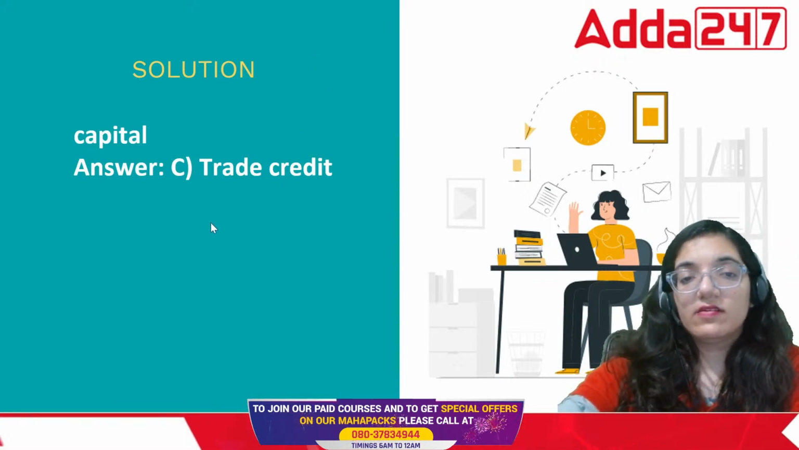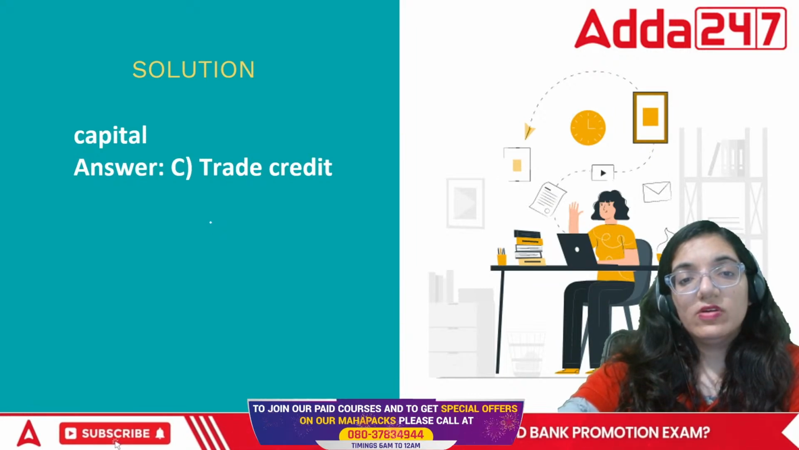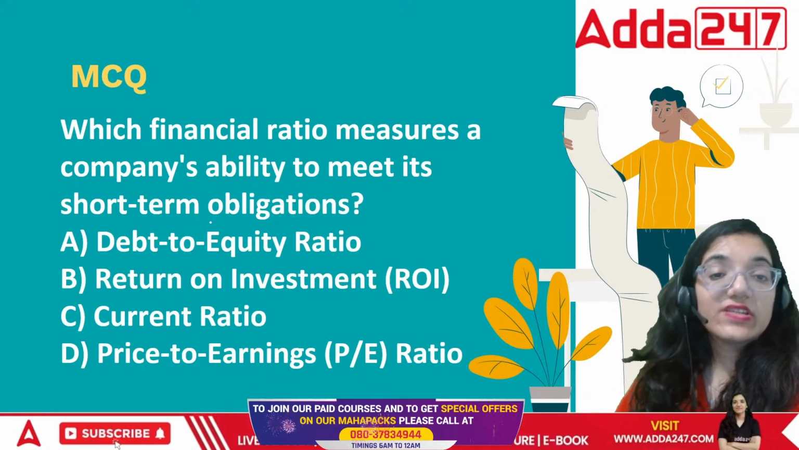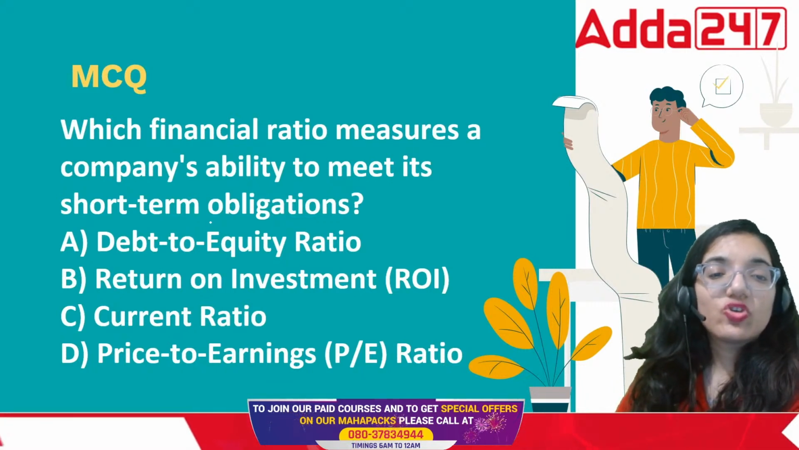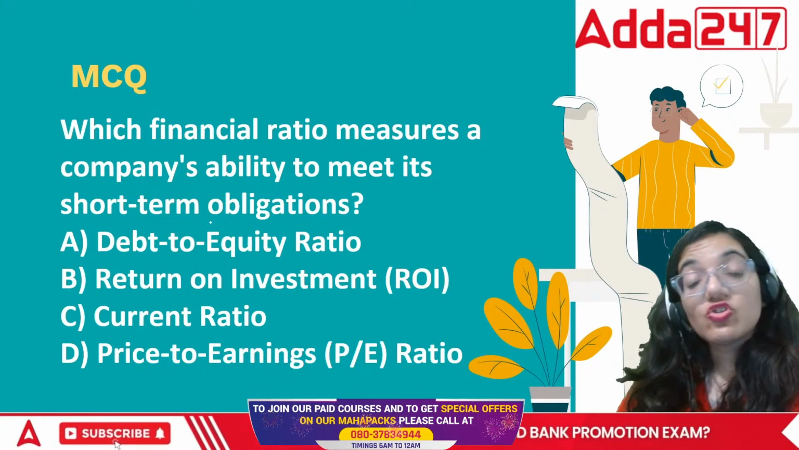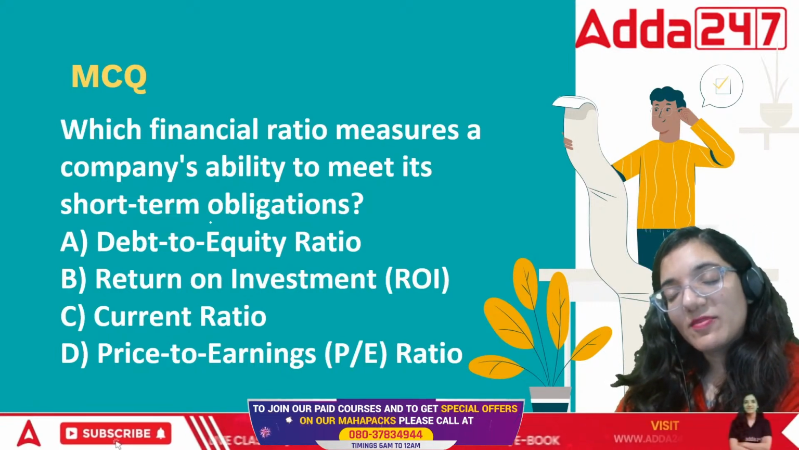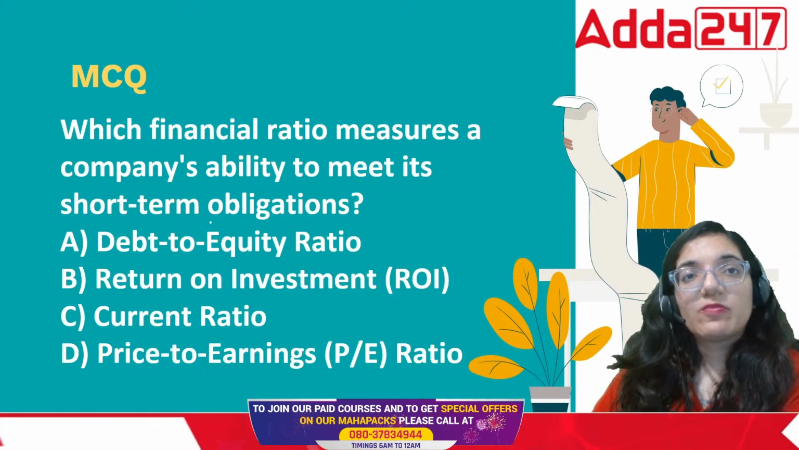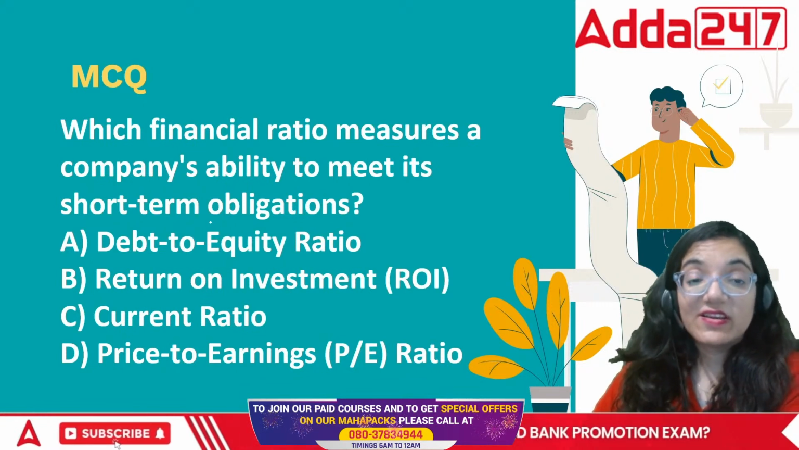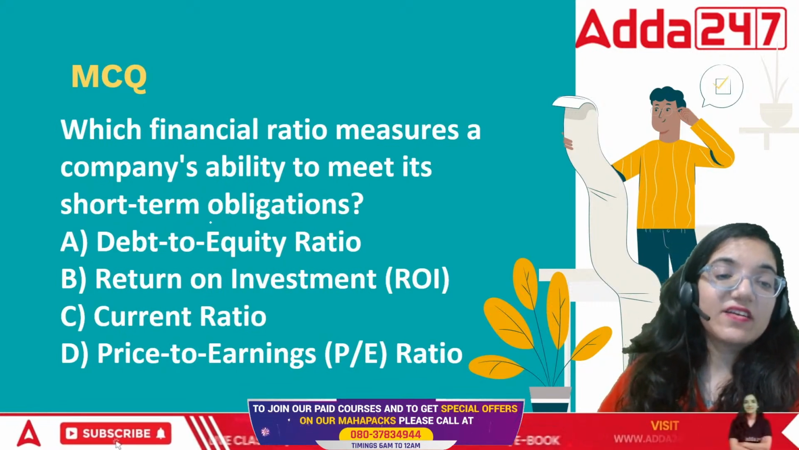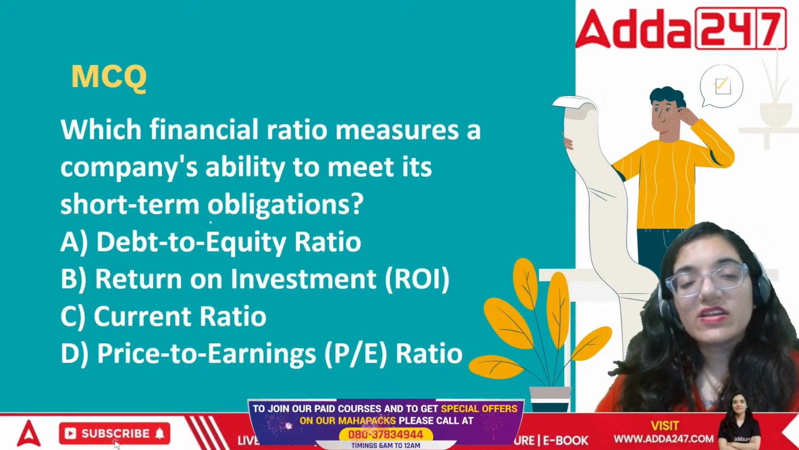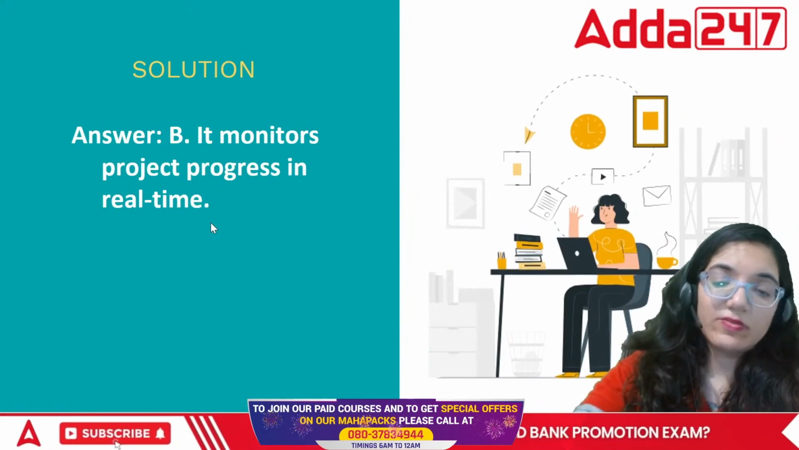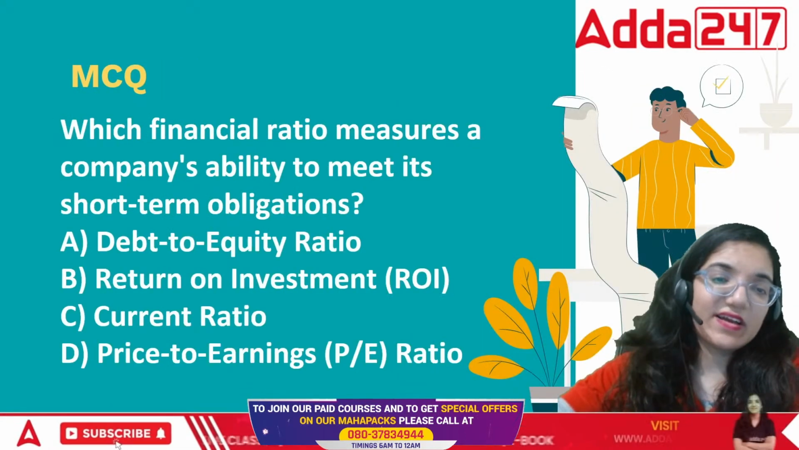ठीक है ना? So in this case, the next question is, which financial ratio measures a company's ability to meet its short-term obligations? This is not related to the long-term ones. Debt to equity, we have talked about it. Debt equity is for the long-term loans only. Return on investment is if I put money somewhere and I am always investing for returns. That is return on investment. Current ratio and PE ratio, price to earning ratio. These ratios are quite important, but in this case the correct answer is the current ratio.